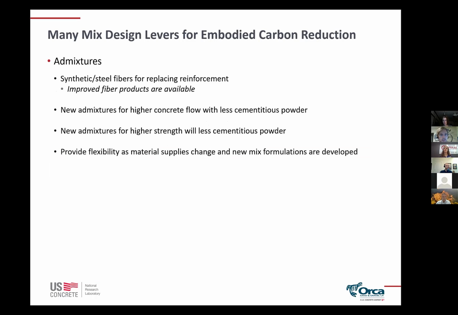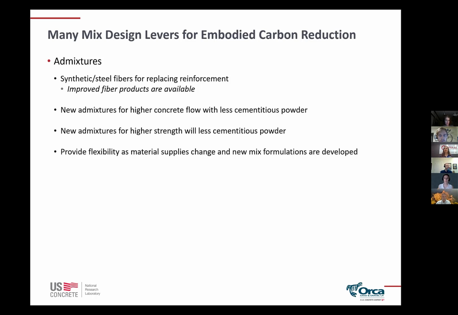Then with admixtures, there's a variety of options here and admixtures that we work with as ready mix producers. One thing to consider is that with synthetic and steel fibers, you can replace certain levels of reinforcement. And so this is something to consider for a project in order to reduce the amount of rebar. There are fibers that can be put into concrete that allow that to be done. Then there's also newer admixtures available now for doing higher concrete flow with less cementitious powder, new admixtures for doing higher strength with less cementitious powders.